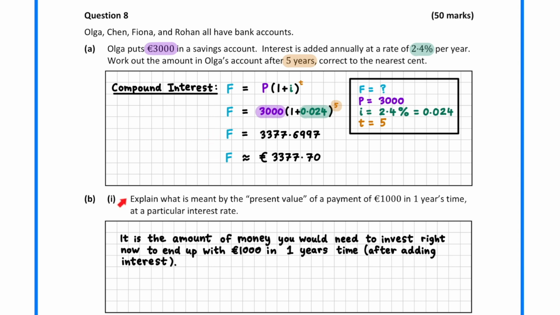In BI, we must explain what is meant by the present value of a payment of €1,000 in 1 year's time. Simply put, it is the amount of money you will need to invest right now to end up with €1,000 in 1 year's time after adding interest.